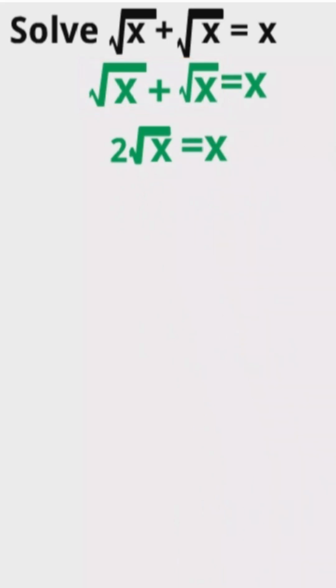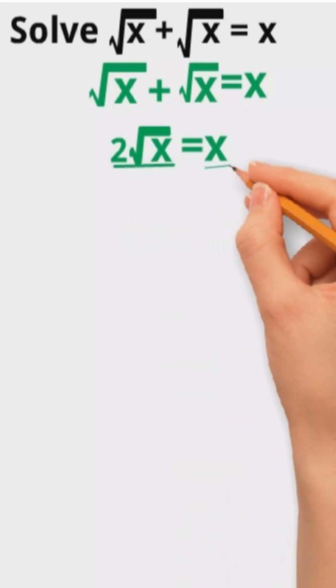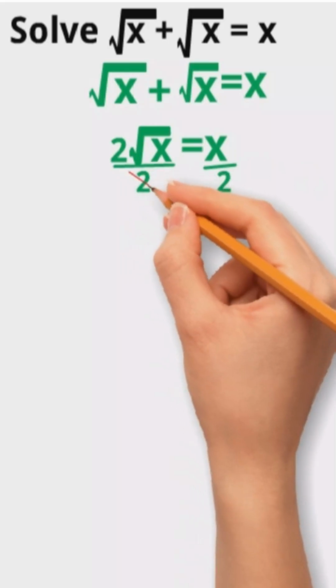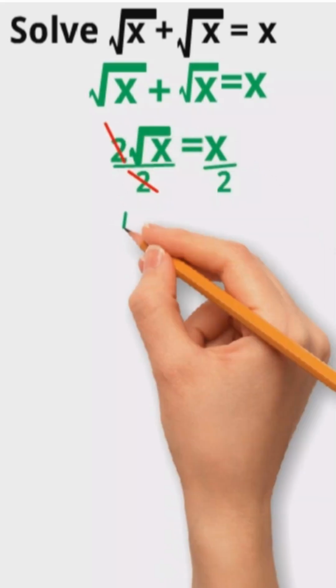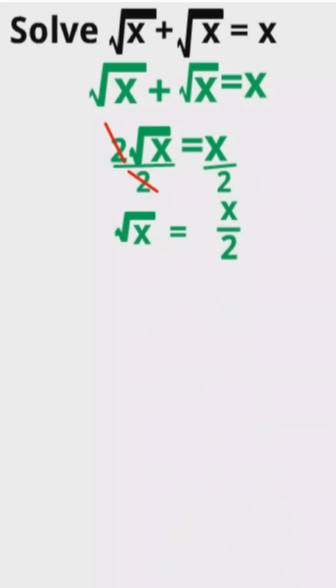Now, divide both sides by 2 to isolate the root. 2 square root of x divided by 2 equals x divided by 2, which will give us square root of x equals x over 2.